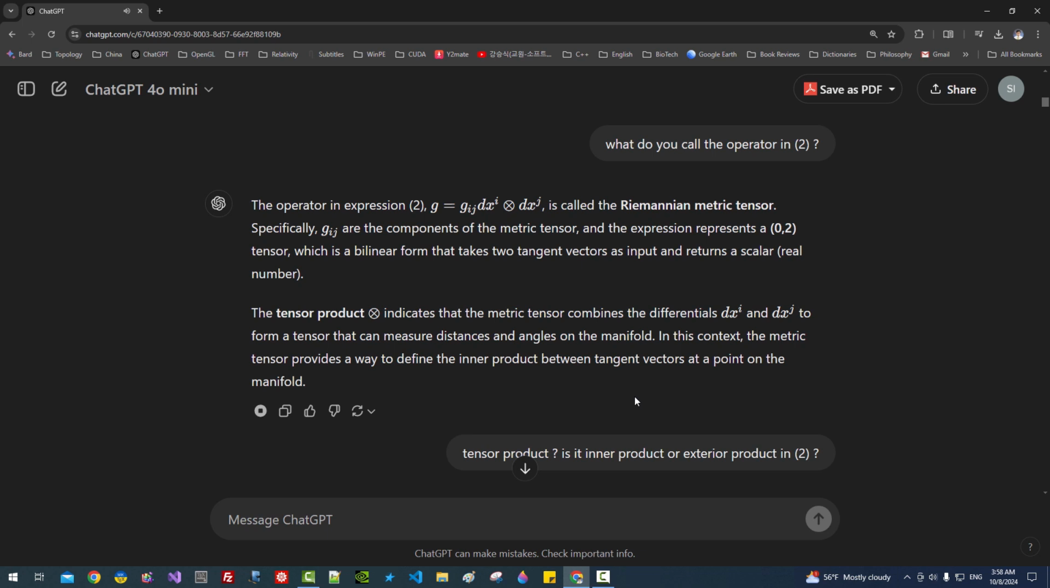The tensor product indicates that the metric tensor combines the differentials dx^i and dx^j to form a tensor that can measure distances and angles on the manifold. In this context, the metric tensor provides a way to define the inner product between tangent vectors at a point on the manifold.